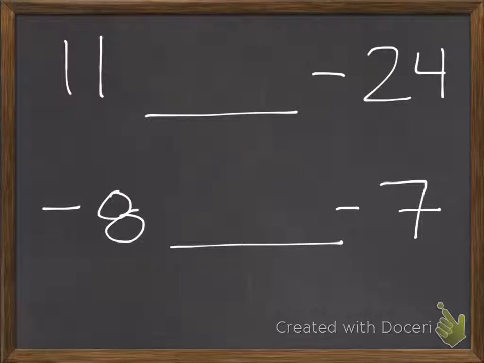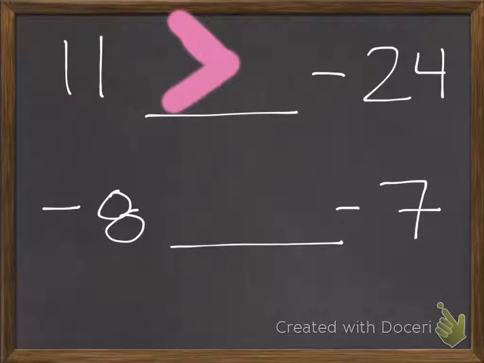For the next section, we're asked to compare the two numbers. So we're going to use the inequality symbol, either a less than or a greater than, unless they're equal to each other, and then we'll put an equal sign. So if we're thinking of the number 11 compared to negative 24, 11 is the greater number, so we use a symbol that opens towards the 11.